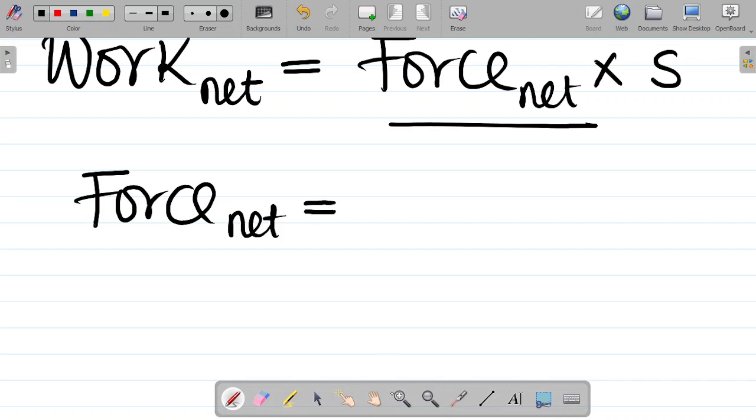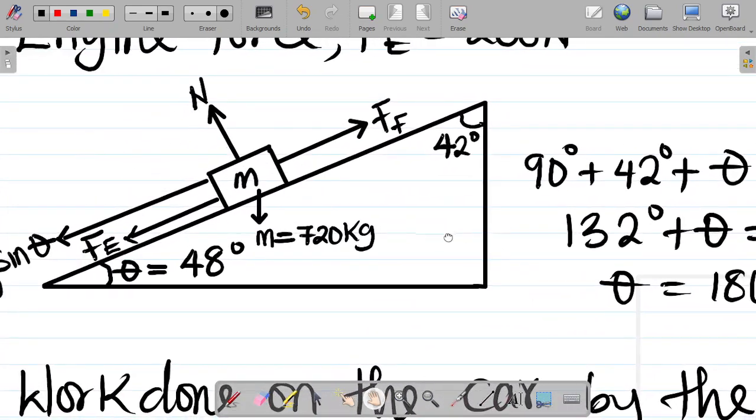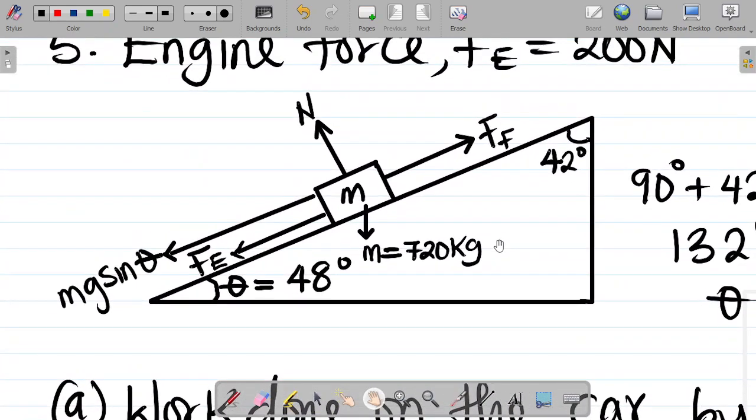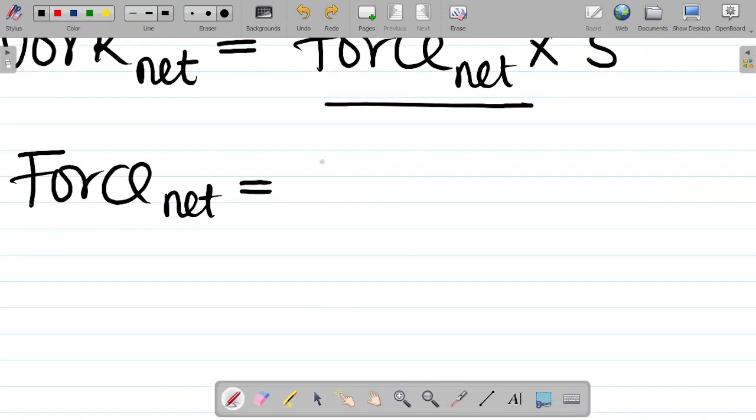To get your net force, all you have to do is to consider the forces at play here. And this is why a free body diagram is very important. Consider the forces at play in this question. What forces do you have here? The first force you have is the force by the engine. So it becomes engine force, FE.